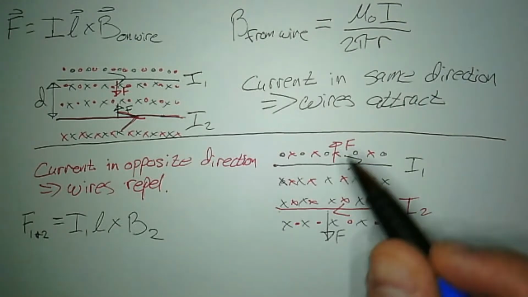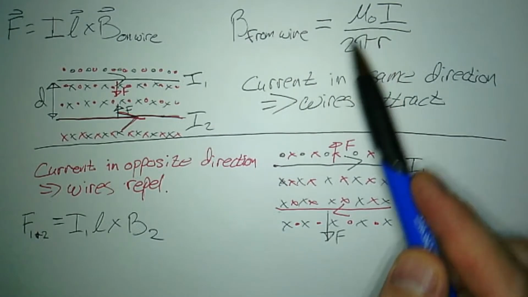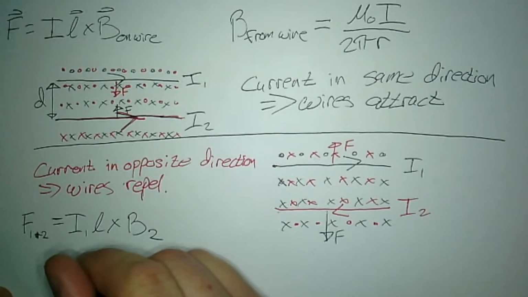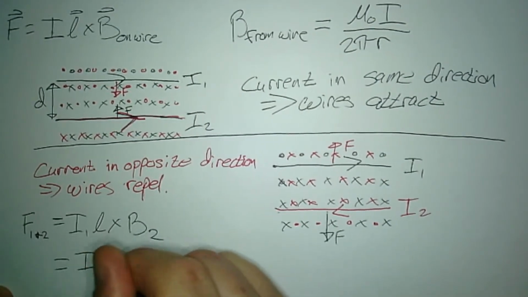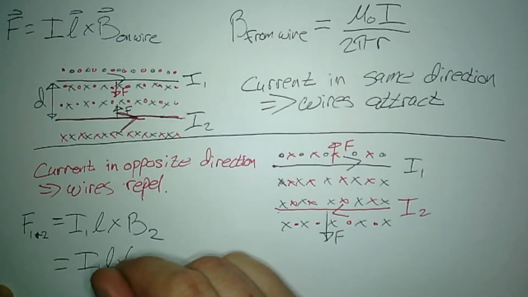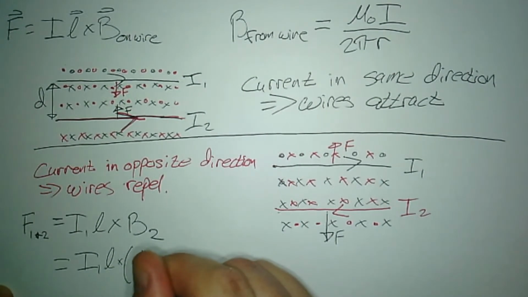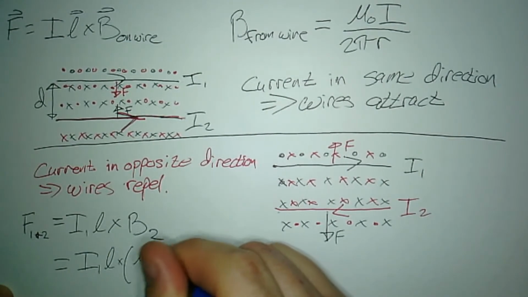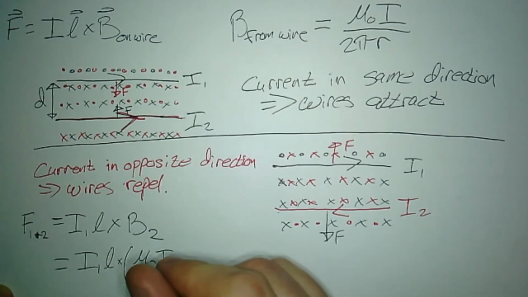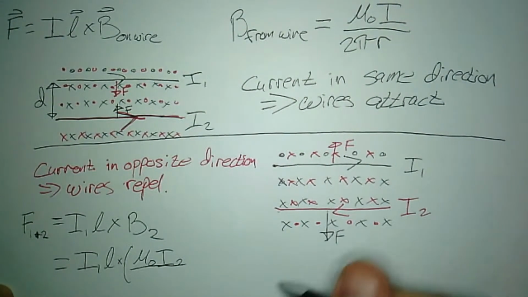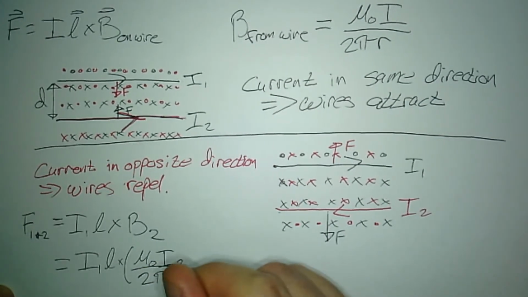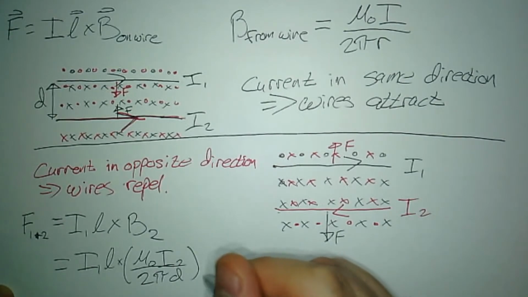Now, I can take this equation up here and put it into there. So it's going to look like I1 L times, well, cross product, I guess, mu naught. If you're just doing the magnitude, you don't actually have to care about the cross product because it's going to come out the same as long as everything's perpendicular, which they are here. Over 2 pi times d, because we said the distance between them was d.